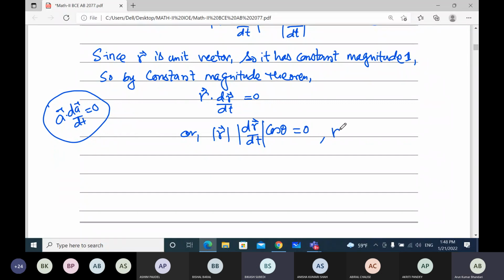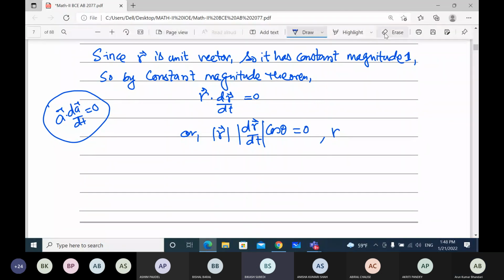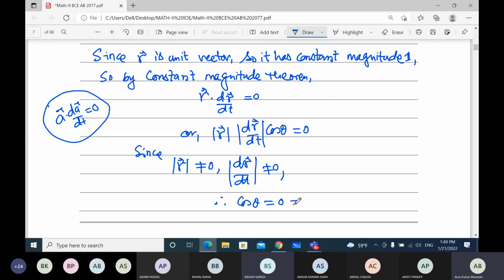And this r magnitude, since the magnitude of r is not equal to 0 (it is a unit vector) and the magnitude of dr by dt is also not equal to 0, as I claimed. Therefore cos theta is equal to 0, which is cos of pi by 2, that is theta is equal to pi by 2.